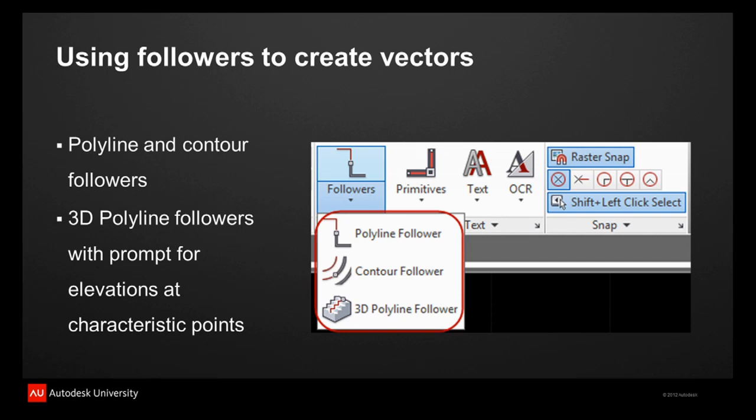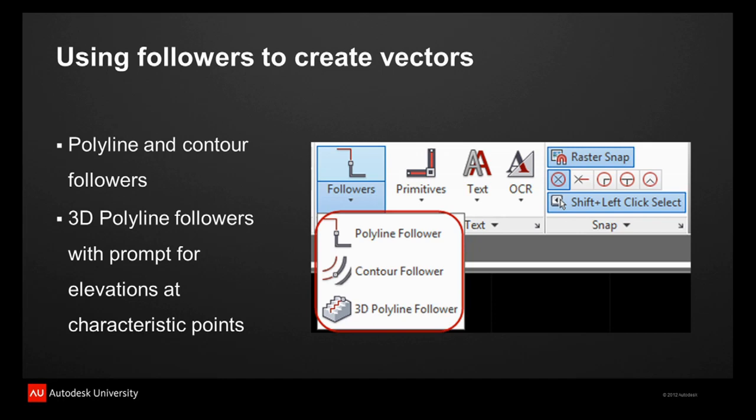Basically, what the 3D polyline follower does is it will try to trace characteristic points on the image. And once it identifies a characteristic point, it will prompt you to specify a change in elevation. So that'll either be a positive or a negative value. All right. You won't be able to, let's say, convert a 3D image of a motorbike by using the 3D polyline follower. You know, it won't go into that much detail, but basic functions you can use.